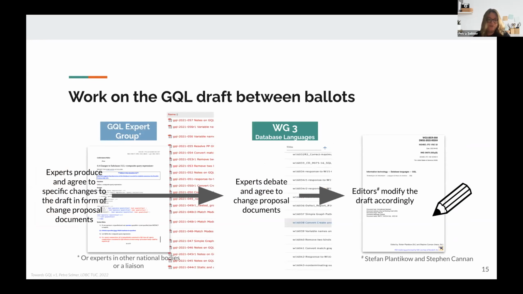So you may be wondering how the journey looks. So, say there's a paper to propose a feature. How does that eventually make it into the draft standard?